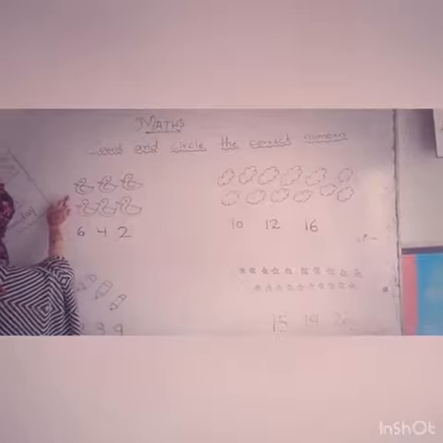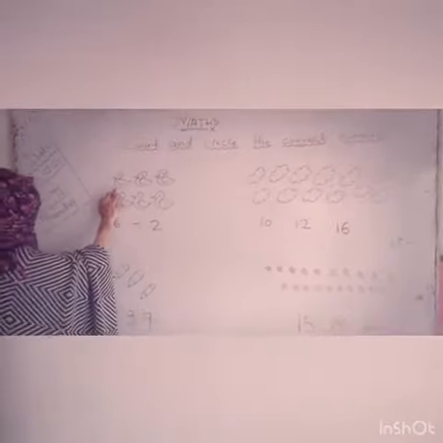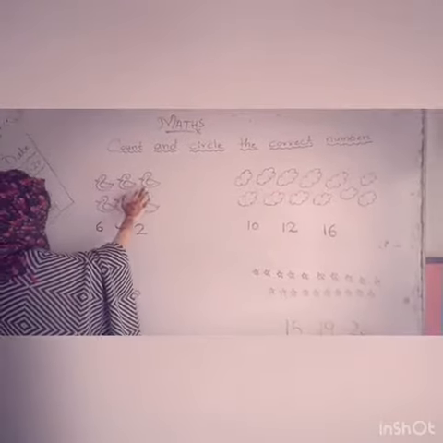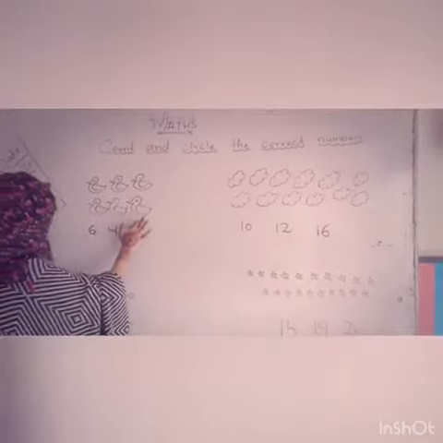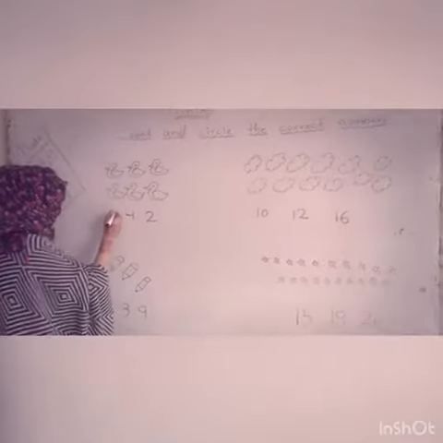How many ducks are there? There are 6 ducks. Count it. 1, 2, 3, 4, 5, 6. So we have to circle the number 6.